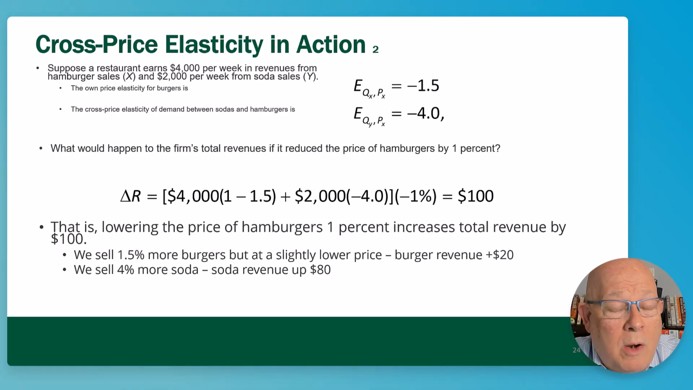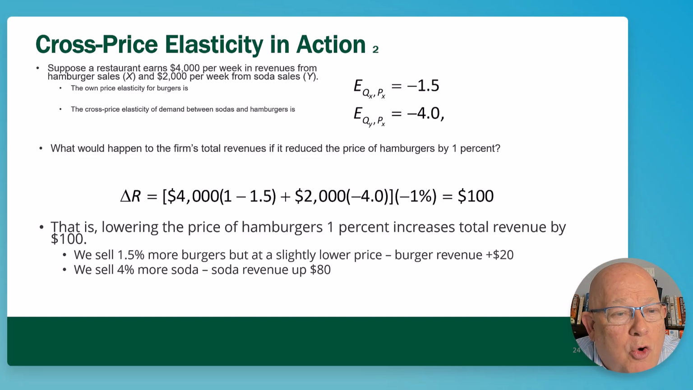So we run a restaurant. We make revenues from selling hamburgers, and we also make revenues from selling soda, about $4,000 a week from hamburgers and about $2,000 a week from soda sales. We have our own price elasticity for burgers. That's a negative 1.5. So that means as we increase the price of hamburgers, the quantity demanded of hamburgers is going to go down. Our revenue overall may go up, though, depending upon how much the change is. In this case, it's fairly elastic. Its own elasticity is negative.